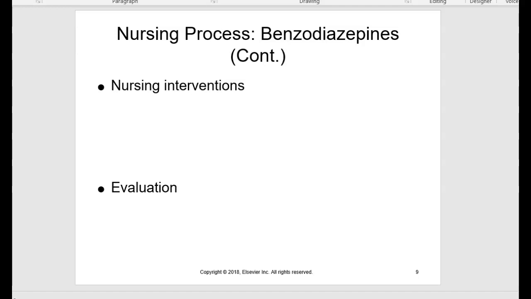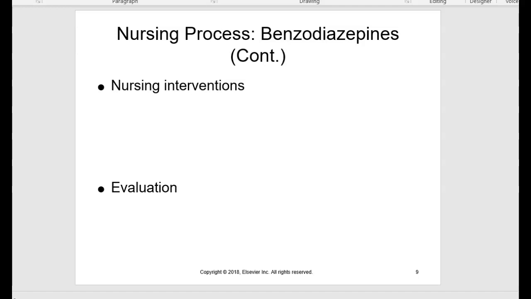We want to use a bed alarm for older patients or patients receiving a hypnotic for the first time, because confusion can occur. We worry about safety. We don't want our patients to injure themselves. We want to examine the patient's skin for rashes. Skin eruptions may occur in patients taking benzodiazepines, so monitor skin.